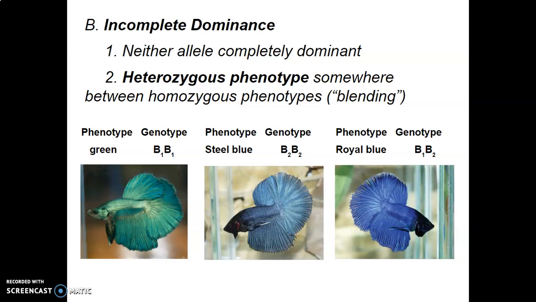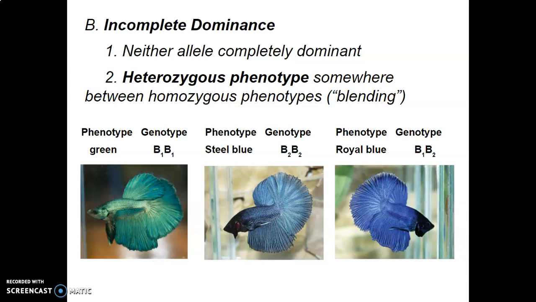One is called incomplete dominance. And just like the name implies, neither allele that is present in the genotype is completely dominant. Okay, so neither one of them takes authority over the other one, or takes precedence, or shows off more than the other one. And so what we wind up with when we have a heterozygous phenotype is somewhere in between. It's somewhere in between the homozygous phenotypes. And we consider this blending. Think about that. I think it would be wise of you to relate incomplete dominance with blending.